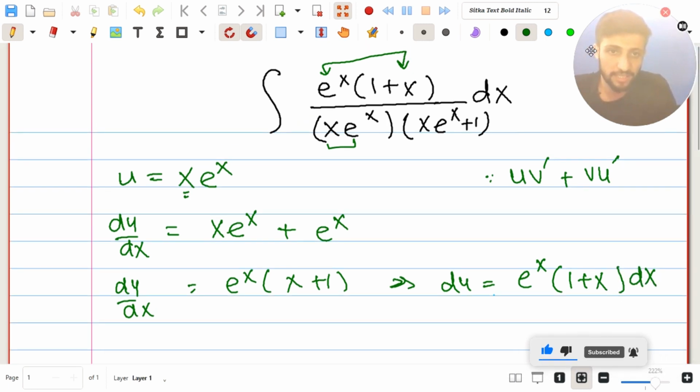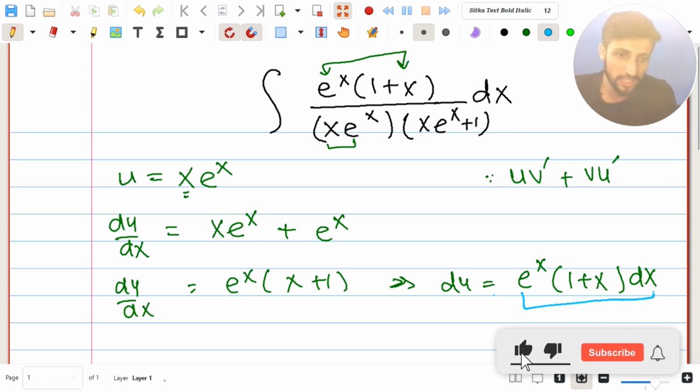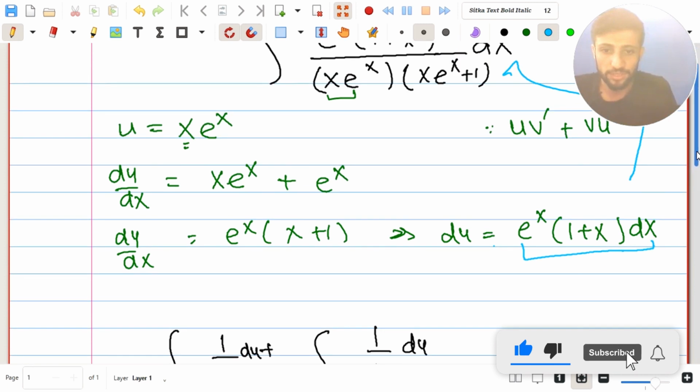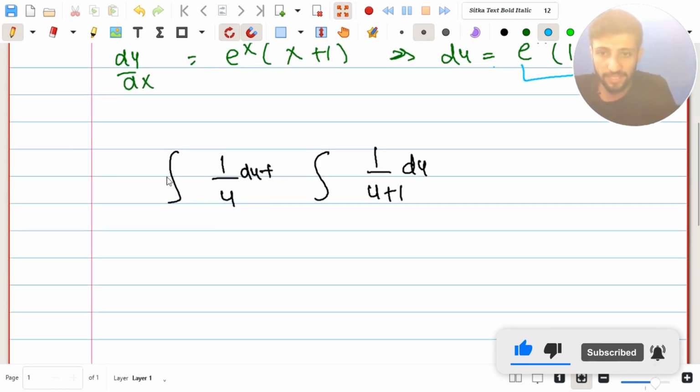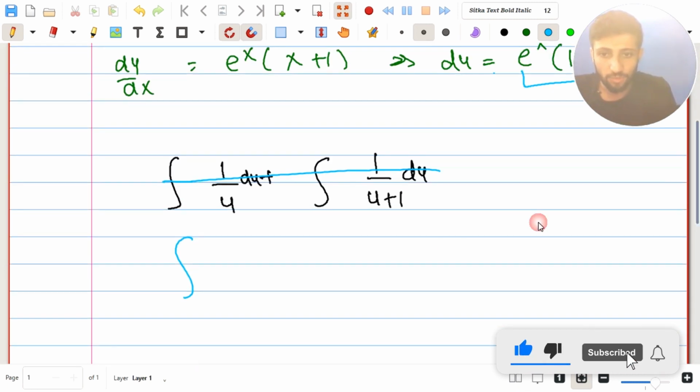Now see over here that e to the power x into (1 plus x) into dx in this integral is simply equal to du. What you need to do is simply substitute the values of du and u in this integral. If I substitute the values, what I will get is the integral of 1 divided by u into (u plus 1) into du.